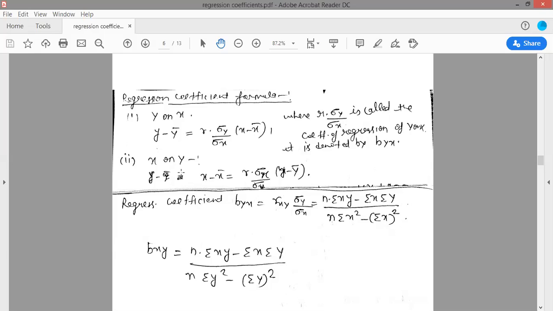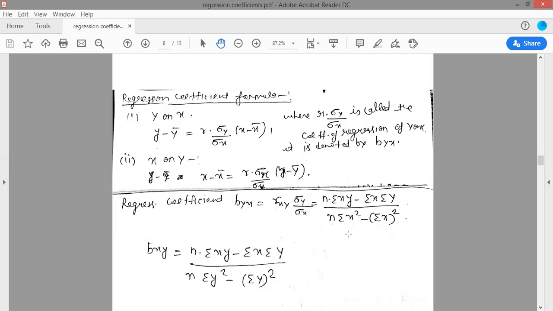There is another formula, the regression of x on y. x minus x bar is equal to r into sigma x upon sigma y, y minus y bar. These are the regression line formulas, and r into sigma y upon sigma x and r into sigma x upon sigma y are the regression coefficients, the first for the line y on x and the second for the line x on y. There are two regression lines, and you can solve your data to find these two regression lines by using these formulas.